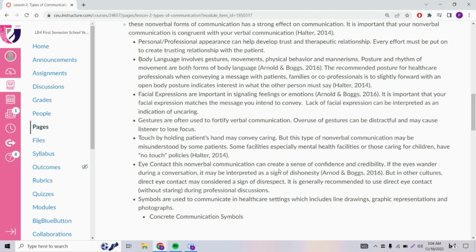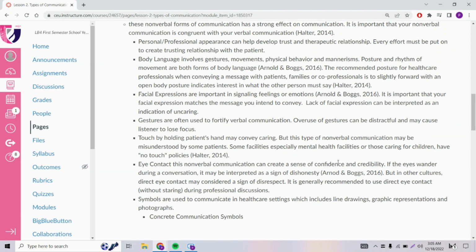Then eye contact, which is also another type of nonverbal communication, can create a sense of confidence and credibility. That's when you talk to a person, you need to try having eye contact. Hindi yung eye contact na magbe-beautiful-eyes ka all of a sudden. Ha? You need to have an eye contact that you would look into the patient's eye and you would be confident with that. Kasi kapag ikaw hindi ka makatingin na maigi dun sa patient, it could be interpreted as a sign of dishonesty. But again, that would depend.